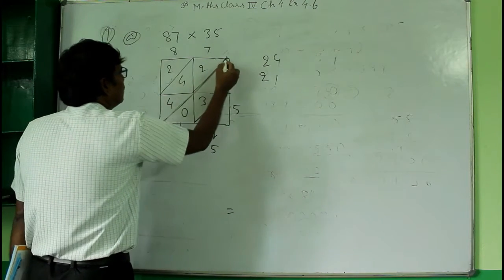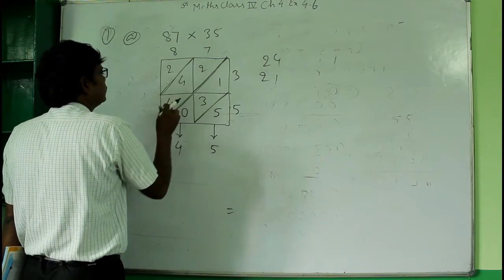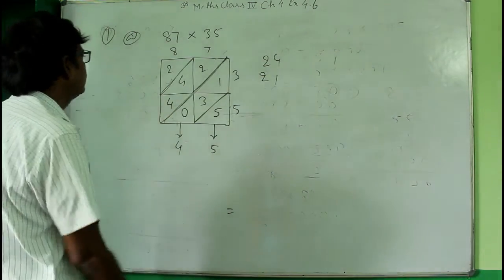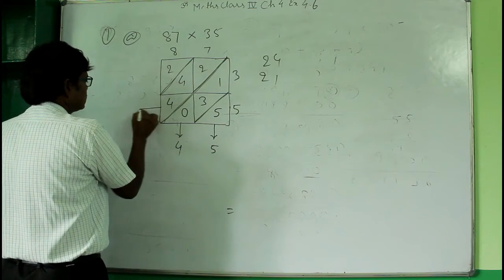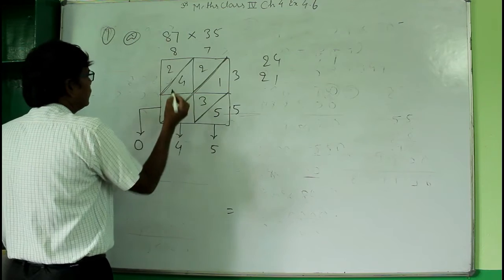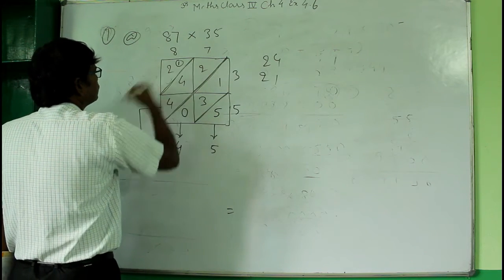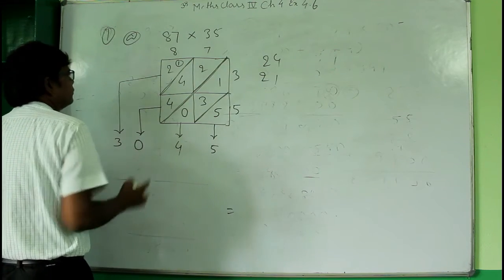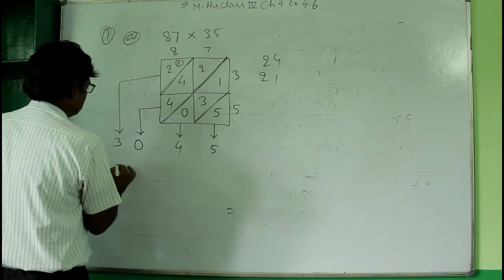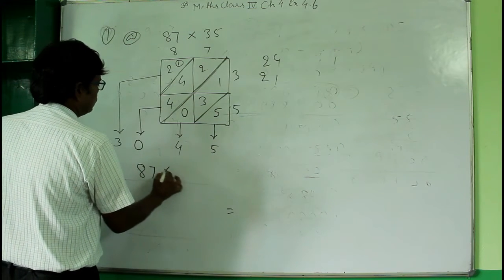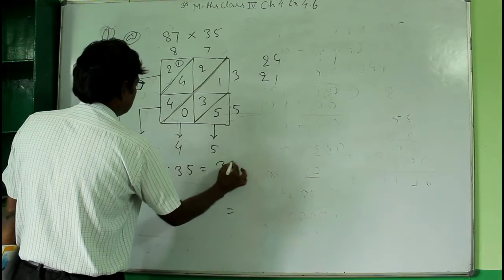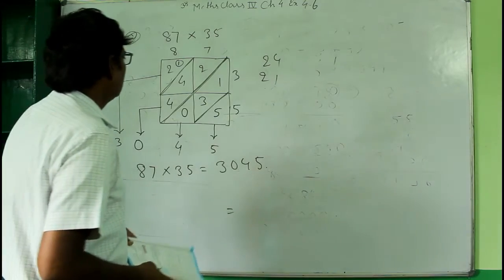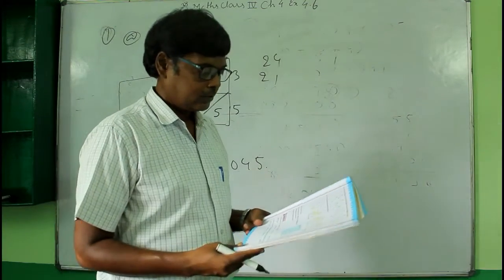Now add the numbers between this line and this line. So it is 4 plus 4 plus 2. 4 plus 4 is 8 and 8 plus 2 is 10. So write 0 here and carry 1 to this place. Now 2 plus 1 will be 3, so from this you will get 3 here. Therefore the answer is 87 into 35 equal to 3045. This is the method of multiplication by using lattice multiplication.